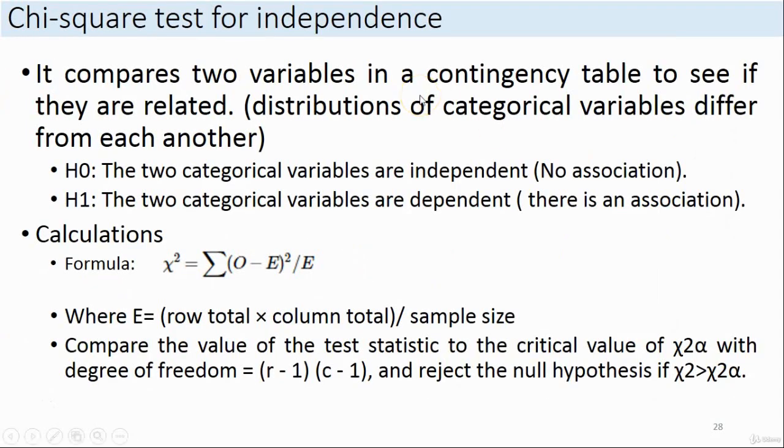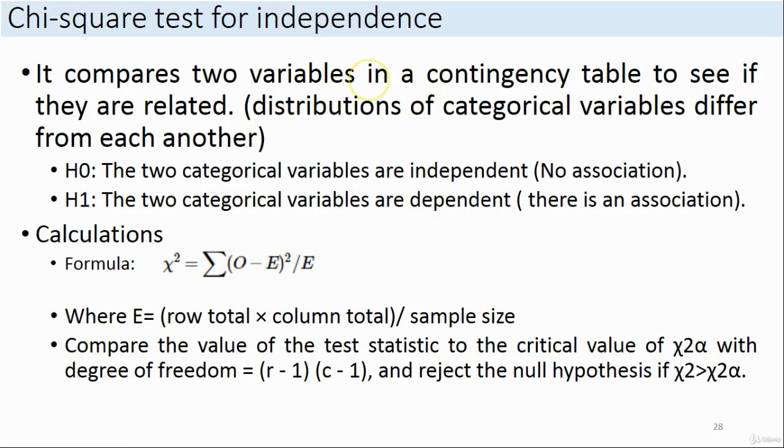The other chi-square test is the test for independence. It compares two variables in a contingency table, that is the table obtained by summarizing two categorical variables, and sees if they are related or not. The null hypothesis says the two categorical variables are independent, meaning there is no association and no dependency. The alternate hypothesis says the two categorical variables are dependent, meaning there is an association.